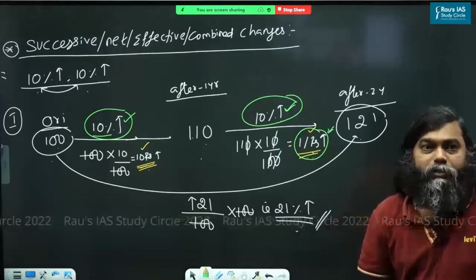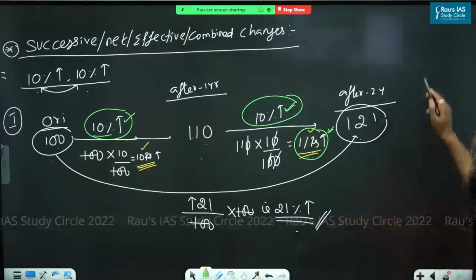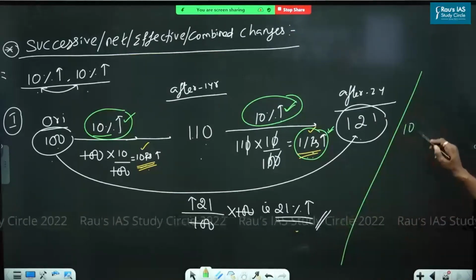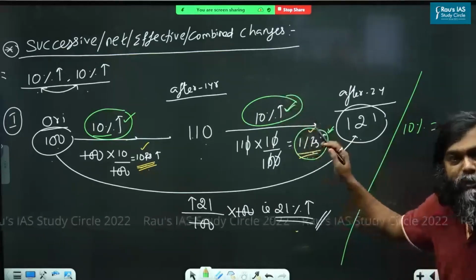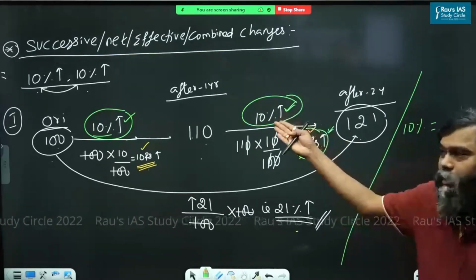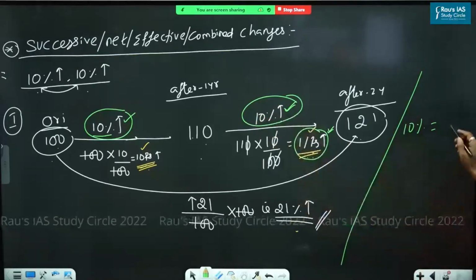Then what will you ask? You can say it, but you cannot write it like this. Why? Look here. Can I write 10% is equal? Because 10% is called the difference, and 11 rupees is called the difference. Both are equal, so I can write 10% equal to 11.